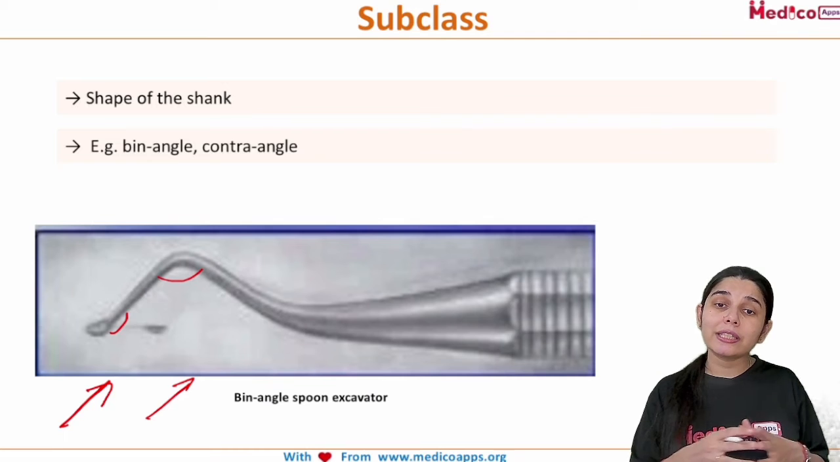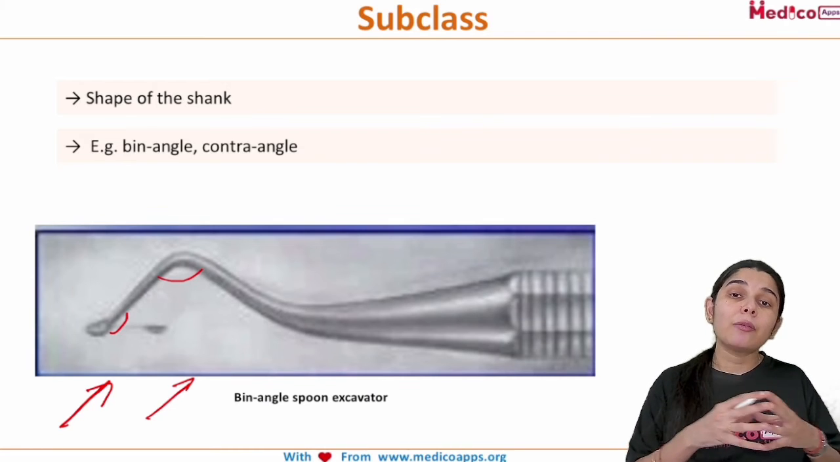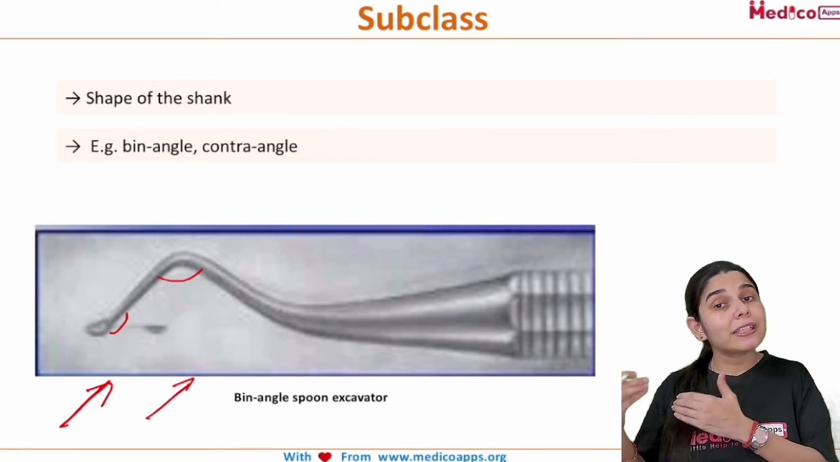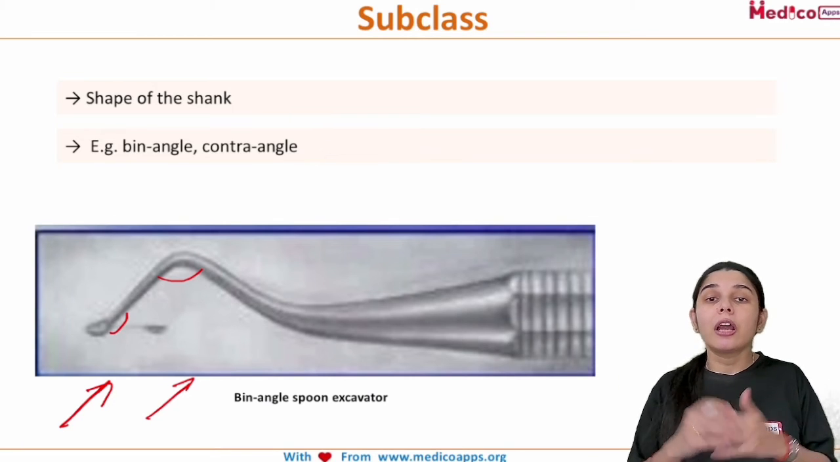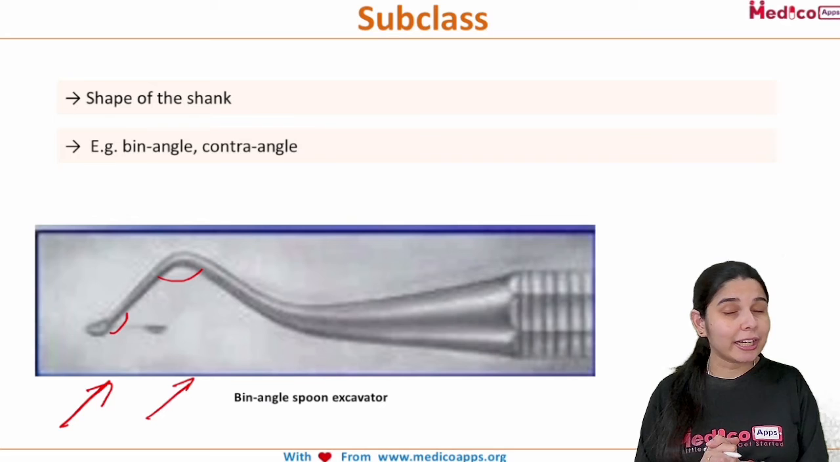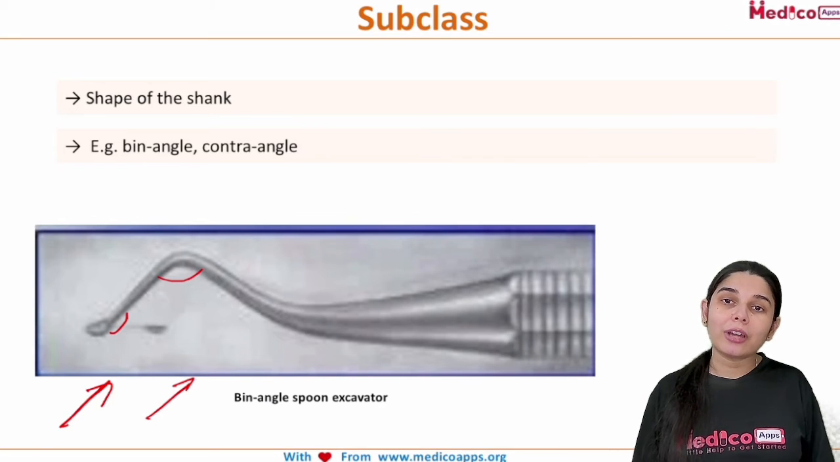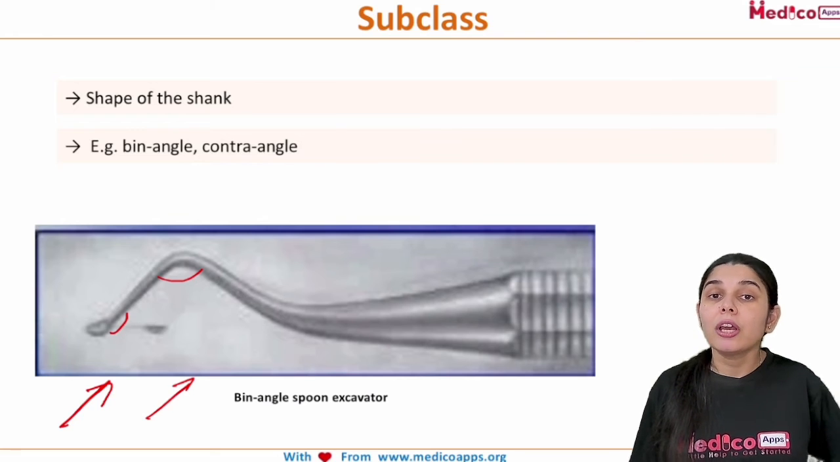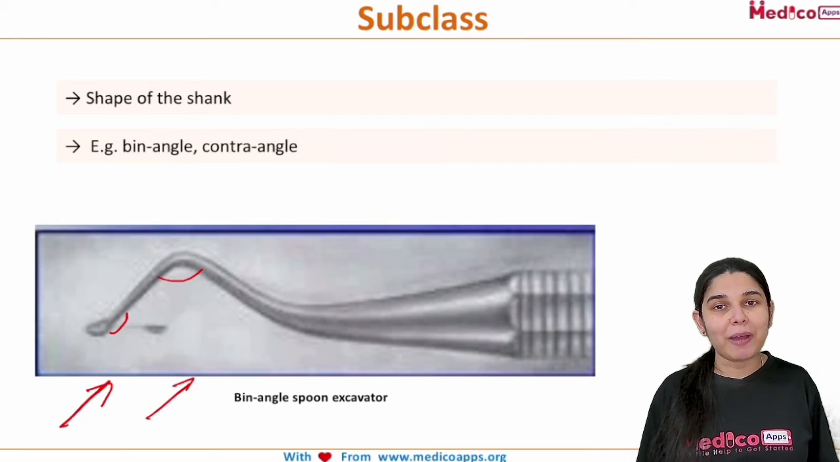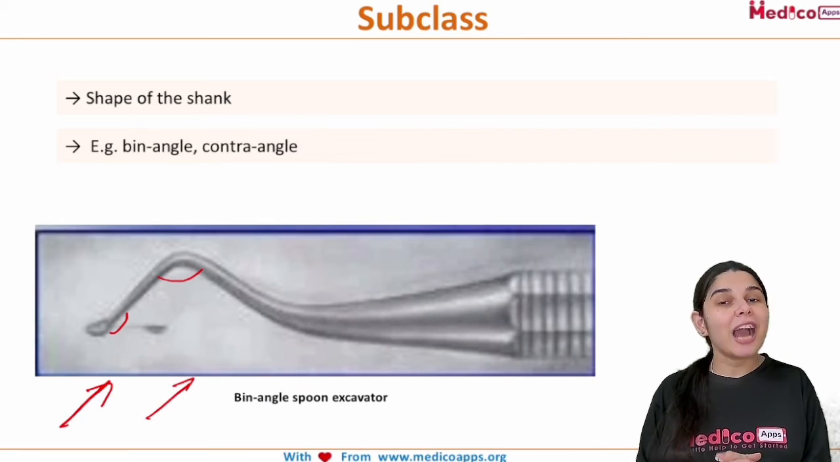Okay, so all these are important categories under which Dr. G.V. Black has classified the dental instruments, the hand cutting instruments, the nomenclature of that hand cutting instrument. So I hope you now remember this important but very basic classification which was given by Dr. G.V. Black.